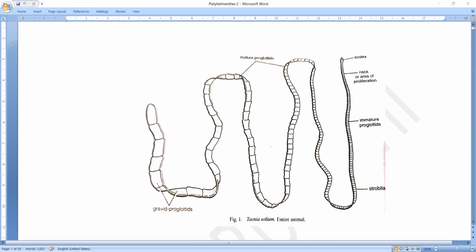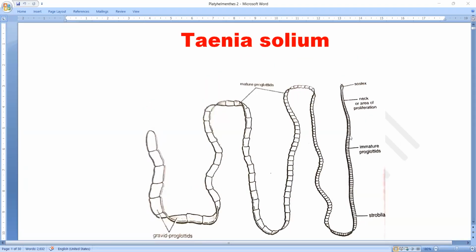So next topic is Taenia Solium. This is the structure of the Taenia Solium, which is highly segmented. This part is called scolex. This is neck. And these are segments which are called proglottids.